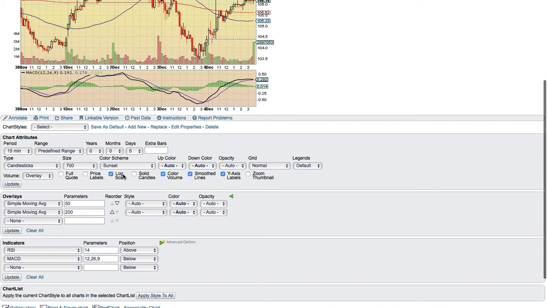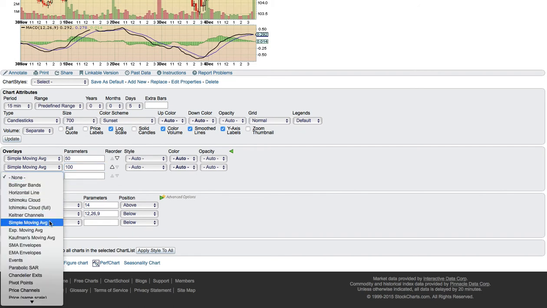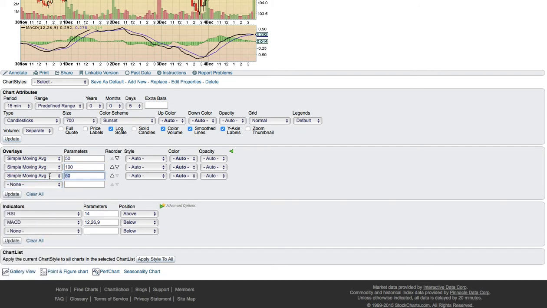The next step is down here for the overlays, and this is volume, and I like to put this on separate. We could go over these other tabs later. Here are the overlays, and right now it's set with the 50-day moving average and the 200-day moving average. So you just change this one to 100, and then down here you put this one in at 200.